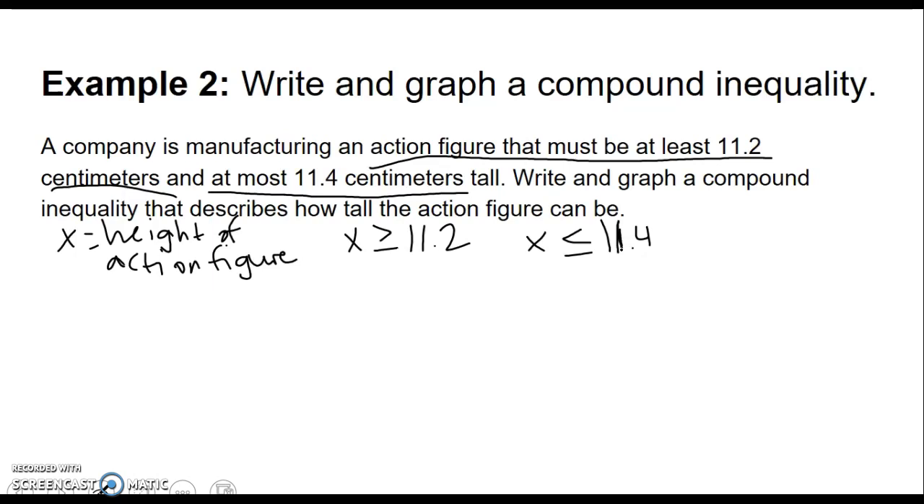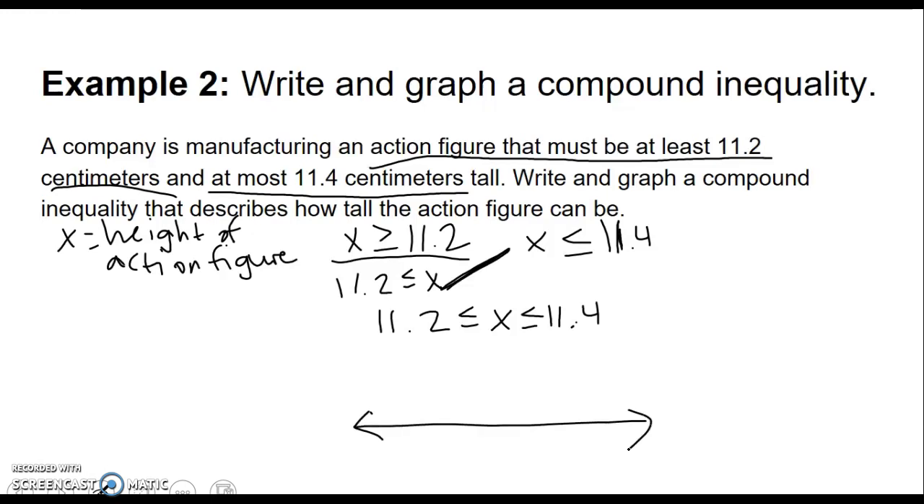Now I'm going to rewrite this into a compound inequality. This is a little counterintuitive, but what I'm going to do with this inequality is rewrite it going the other way. So I keep that less than sign pointing at 11.2. Now you'll see that I have x's on the inside here. I can actually combine this into one inequality. So now I have 11.2 is less than or equal to x is less than or equal to 11.4. What's nice about this way of writing the inequality is that you see the height of the action figure, x, is between these two numbers. So it's a nice way to write it.